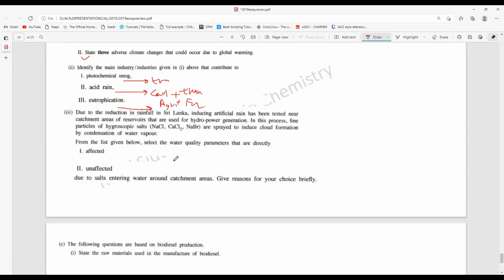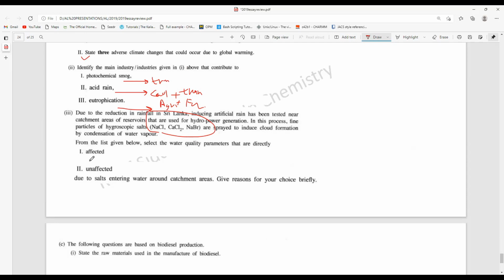Due to the reduction in the rainfall in Sri Lanka, inducing artificial rain has been tested. So you add salts and you condense water to form the artificial rain. So that is what they have done. They have added these salts. And they are asking, from the list given below, select the water quality parameters that are directly affected and unaffected.